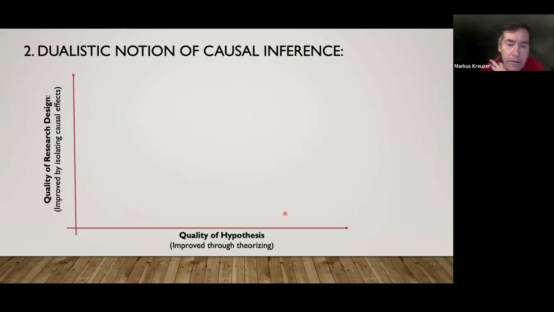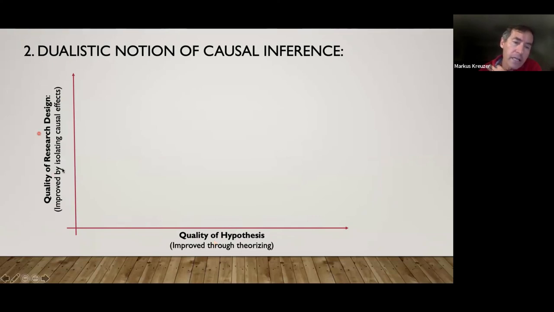And so we can think of causal inference here in terms of these two dimensions, right? The quality of the hypothesis, and the quality of a hypothesis is improved through theorizing. So you shouldn't just take any hypothesis at face value, but ask yourself, how testworthy is this hypothesis in the first place? Where does it come from? Is it clearly articulated? That is, has some causal mechanisms. So there's a whole series of tools that comparative historical analysis uses in order to assess the quality of a hypothesis, assess its testworthiness.